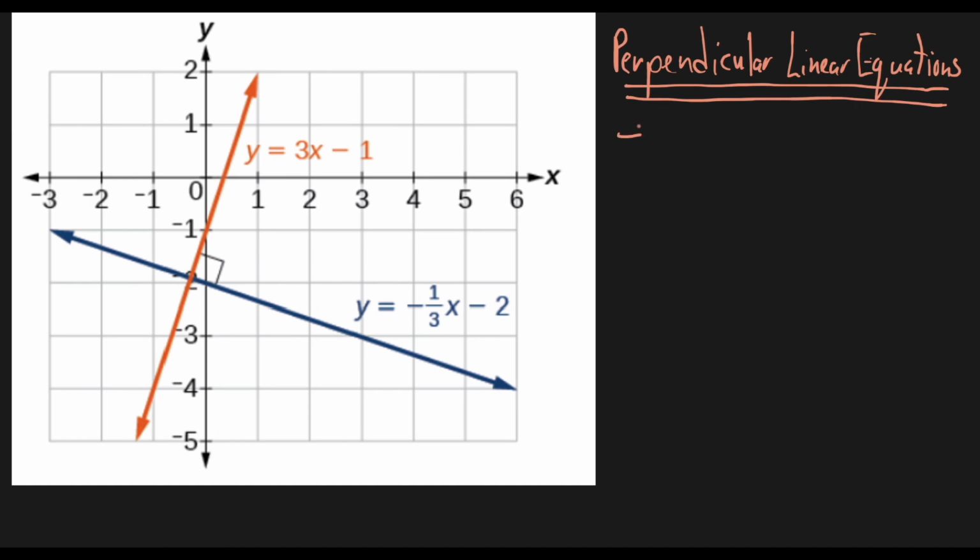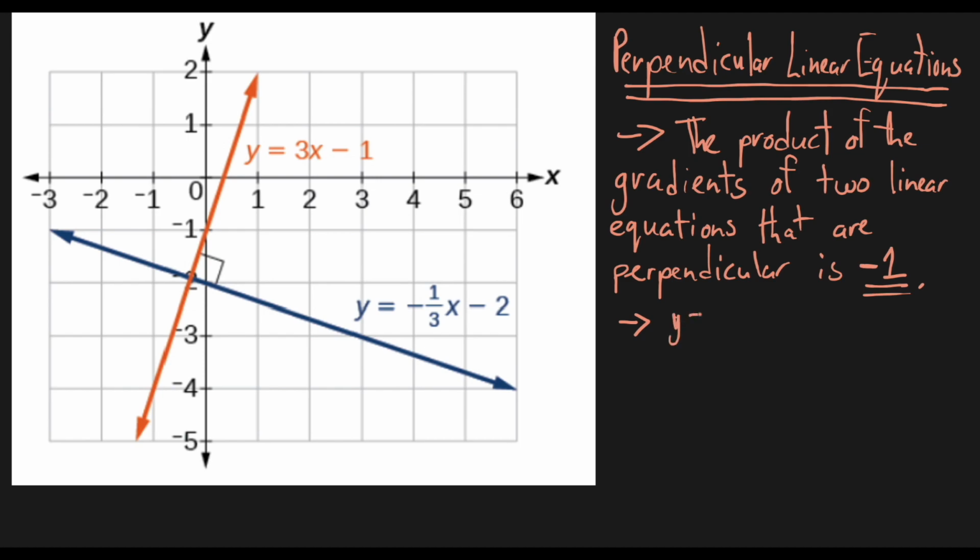Alright, so when we have linear equations that are perpendicular to each other, the product of their gradients is equal to negative 1. In this example, y equals 3x minus 1, the gradient here is equal to 3. Then we have y equals negative 1 over 3x minus 2. The gradient here is negative 1 over 3.